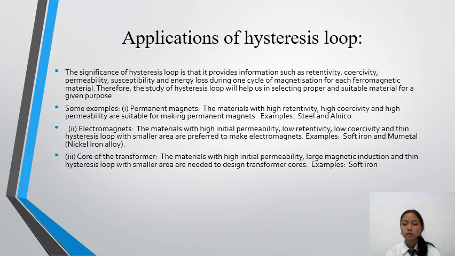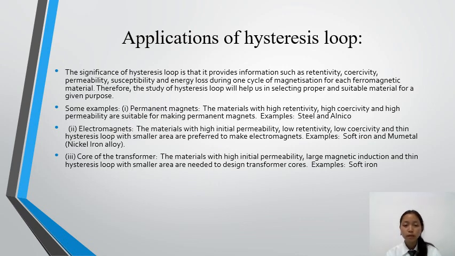Application of the hysteresis loop. The significance of the hysteresis loop is that it provides information such as retentivity, coercivity, permeability, susceptibility, and energy loss during one cycle of magnetization for each magnetic material. Therefore, the study of the hysteresis loop will help us in selecting a proper and suitable material for a given purpose.